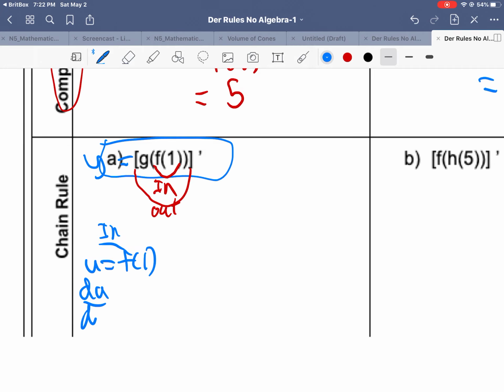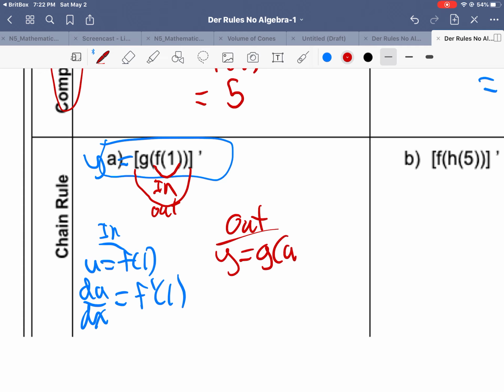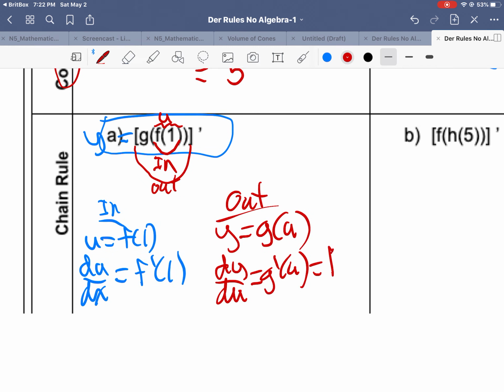Well, what's the derivative of that? du by dx equals f prime at 1. Then we have our outside function. Our outside function is y equals g at u, because for the inside I've called the f part u. Well, what's the derivative of that? dy by du just equals g prime at u. But what is u worth again? u is worth f at 1. So it's equal to g prime at f at 1.